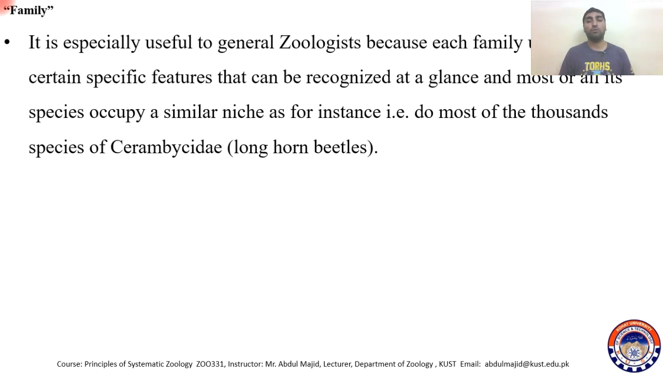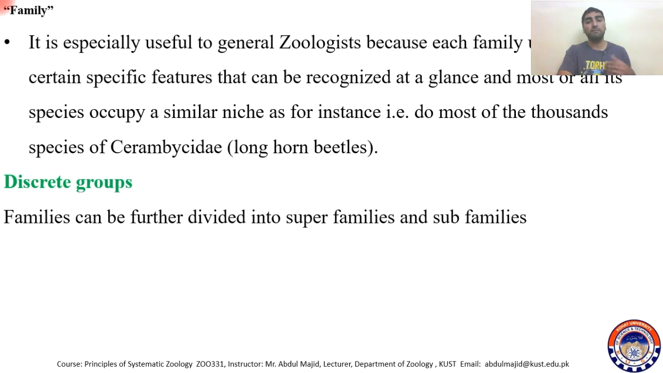So most or all of its species occupy a similar niche, as for instance do most of the 1,000 species of Cerambycidae longhorn beetles. I will show you three or some more species of longhorn beetle. Just by looking at their structure, by their longhorns, you can say that this beetle belongs to the longhorns, the Cerambycidae.